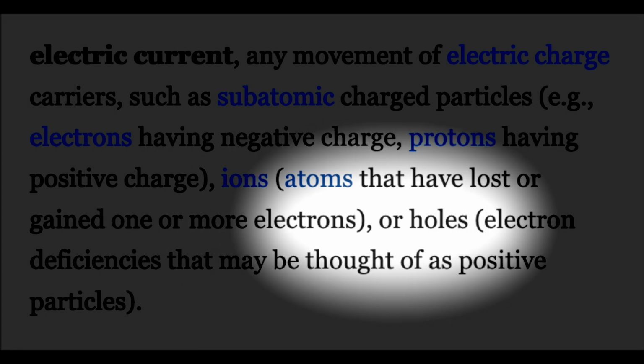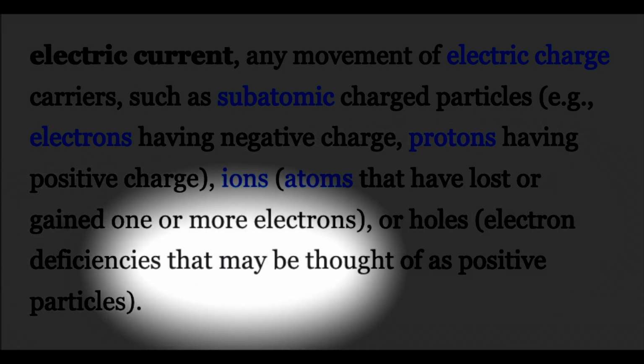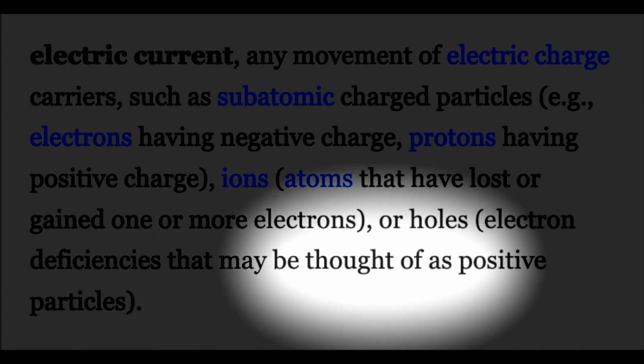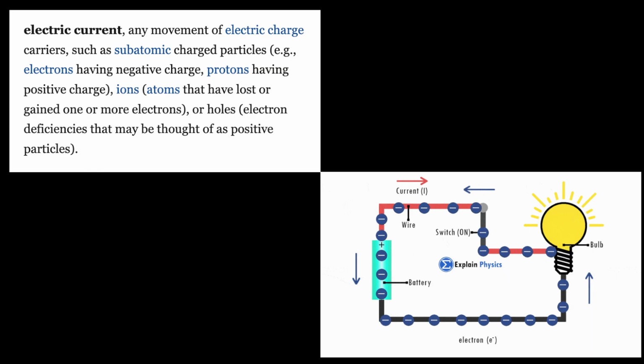Then lastly, we have holes. These are just electron deficiencies that may be thought of as positive particles. And when we talk about deficiencies, we just mean they are places where an electron left. So if an electron left a place, it becomes a hole, just like if a stone left where it was, it will create a hole.